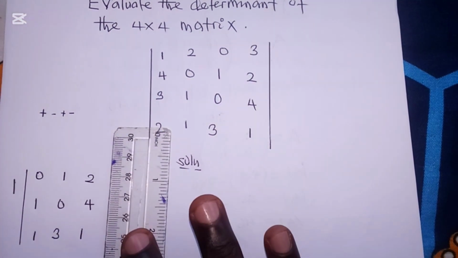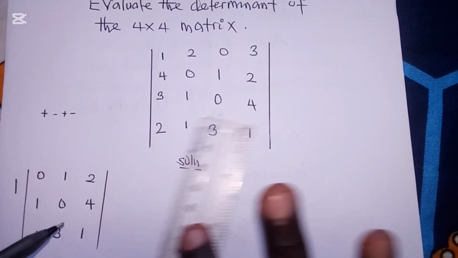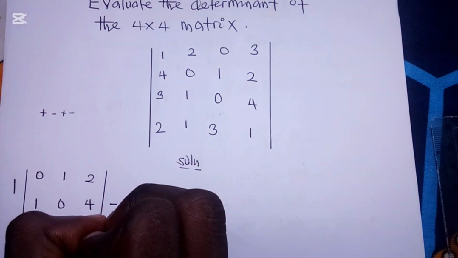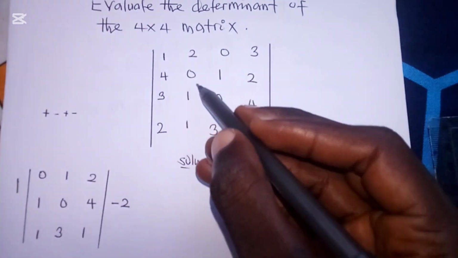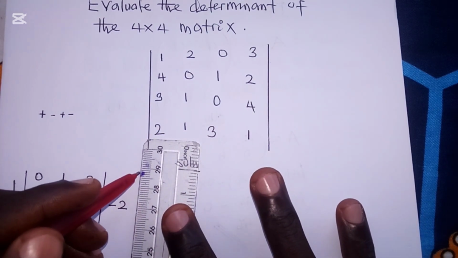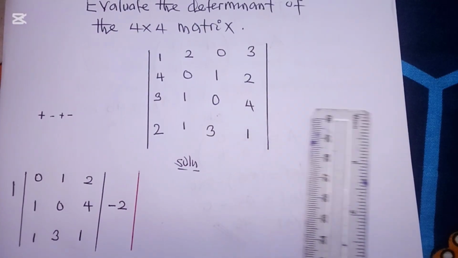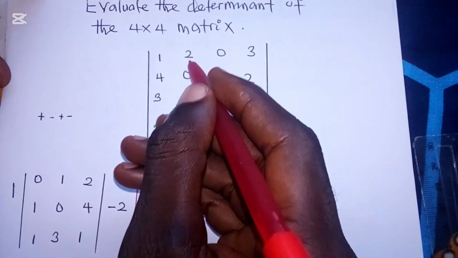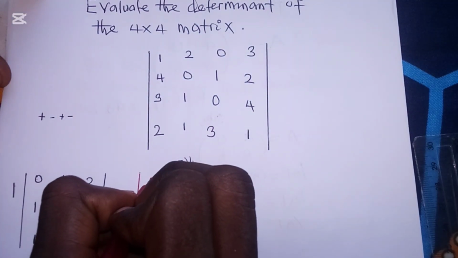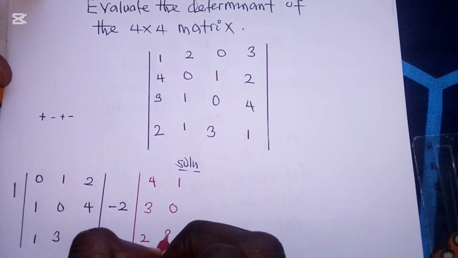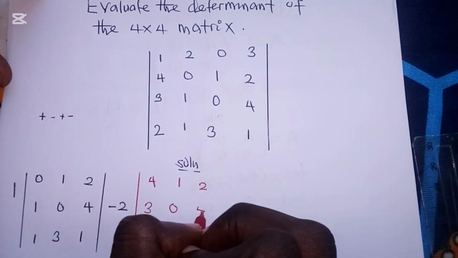Okay, after taking 1, the same thing implies, we say minus 2, taking 2, you have to ignore this column and the row where this 2 belongs. Then what are the numbers that remain? Let's pick them out and see. Taking the 2, you ignore the row and the column where this 2 belongs. You are going to have 4, 3, 2. Then we have 1, 0, 3. We have 1, 0, 3. Then we have 2, 4, 1.